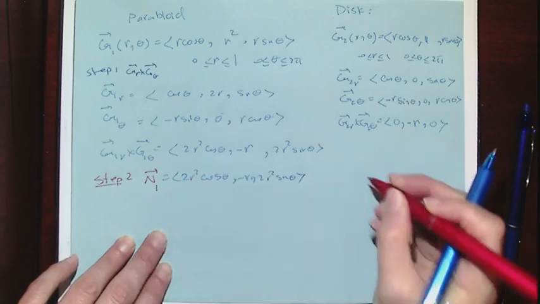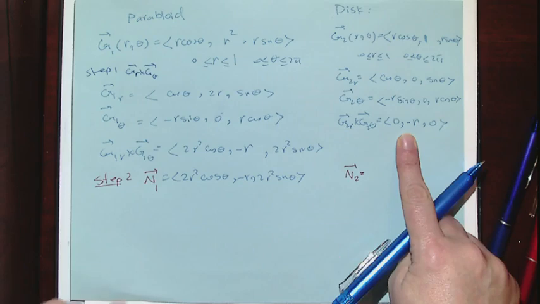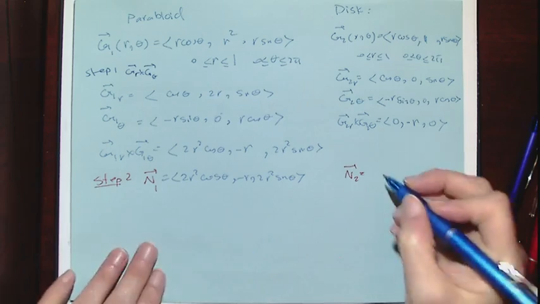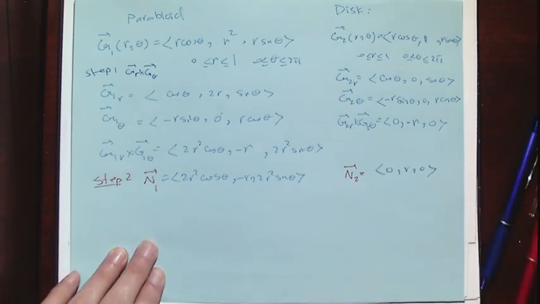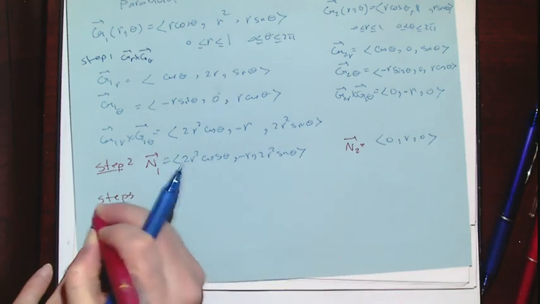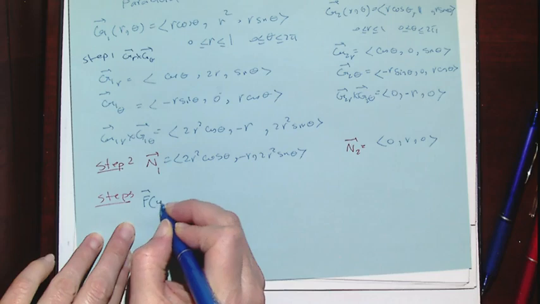How about the n2? Is this the correct direction? For the disk, your little n has positive j. So what do I need to do? Multiply by a negative sign. Step 3, I need more information here. Step 3, compute f of G1.